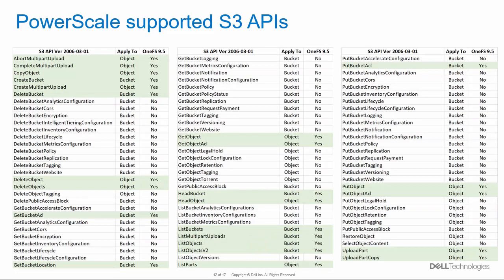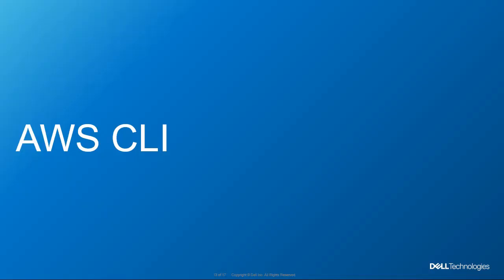Now these are the APIs that are supported by PowerScale. So the ones in green are what is currently supported by OneFS 9.5. As you can see, it is a limited subset. And again, you need to check with your application to make sure it's not trying to do one of these calls that aren't supported.